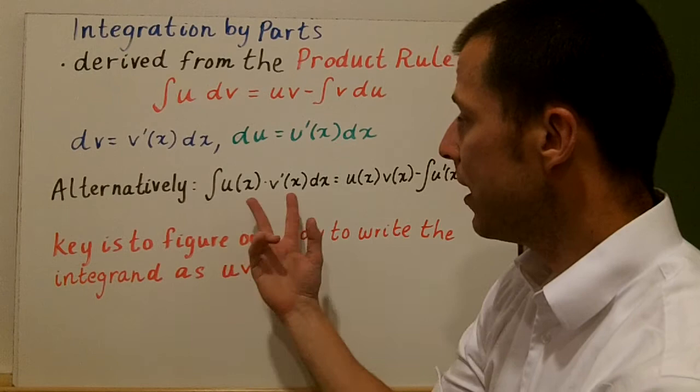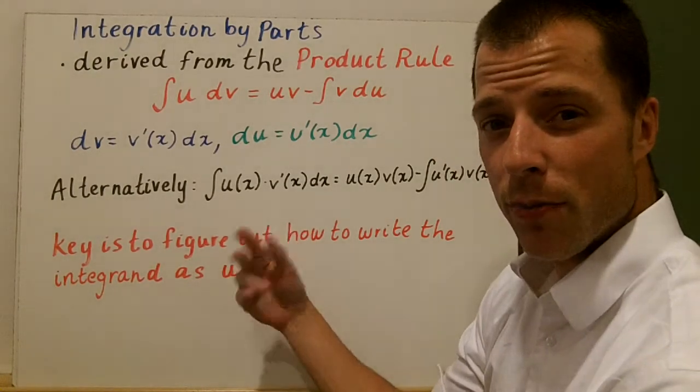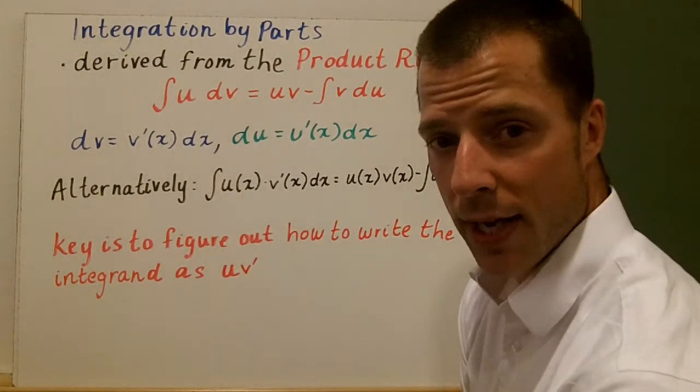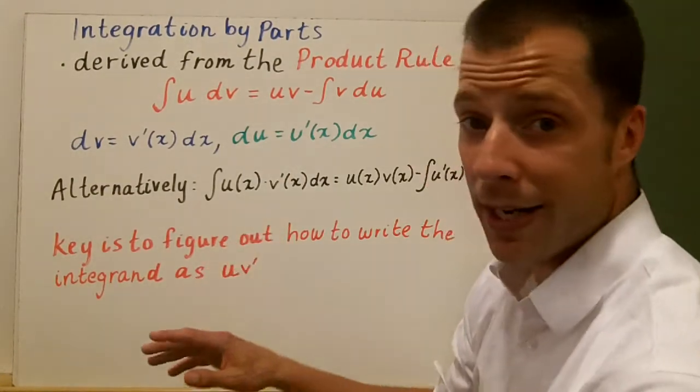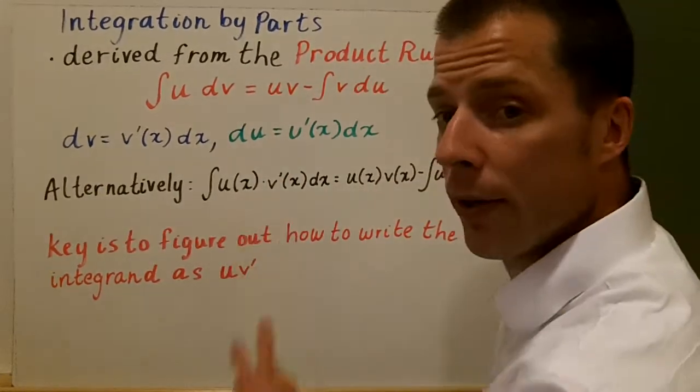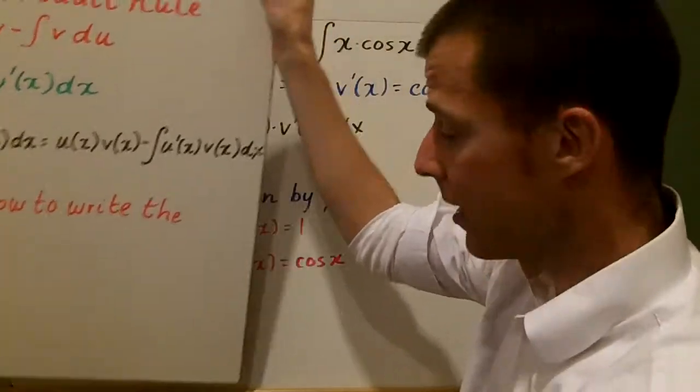So again, the key to using integration by parts is you'll probably have two functions being multiplied together, and we'll see an example where that's not necessarily true, but for the most part you'll see that. So let's take a look at an example.